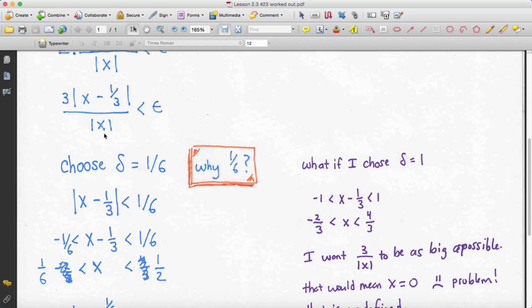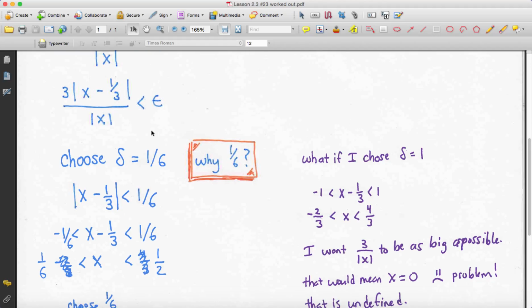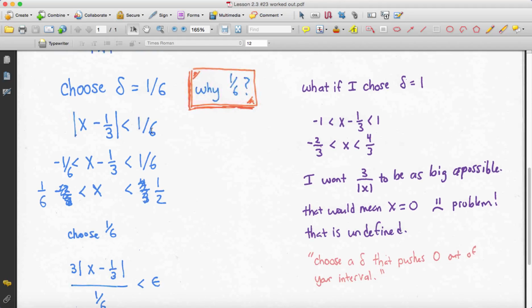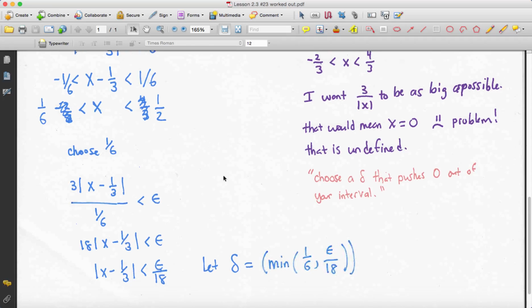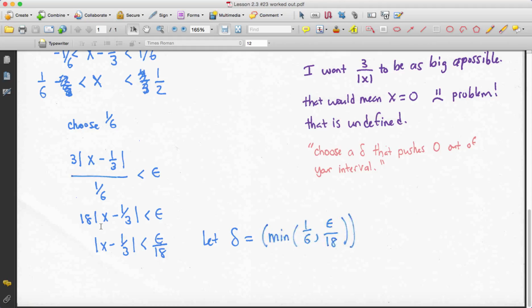But the absolute value of x is in the denominator. So the choice that I want to make here is actually a small number, because when you divide by a small number, you get a bigger number. So my choice then is 1/6, because 3 divided by 1/6 is 18, and that's a pretty big number. What if I'd chosen 1/2? Then 3 divided by 1/2 would have been 6, and 6 is smaller than 18, and that's why I choose 1/6. So now I have 18 times the absolute value of x minus 1/3 is less than epsilon.